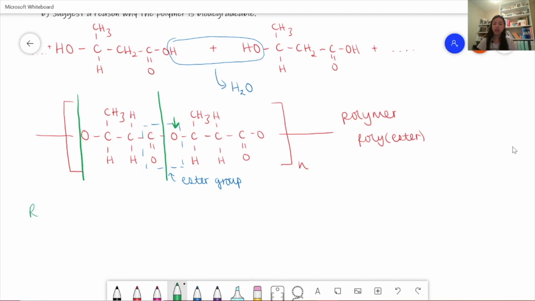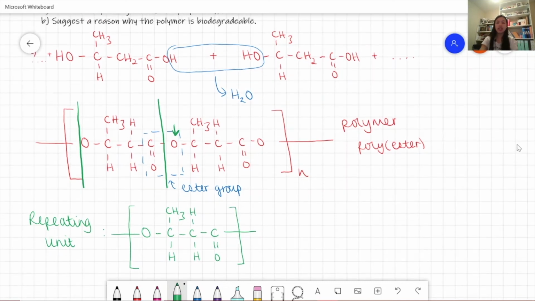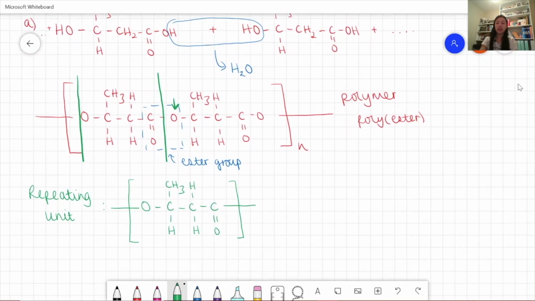So we have the repeating unit, which is oxygen, carbon with a methyl group and then a hydrogen, carbon with the two hydrogens, and then we have this C double bond O, and then we have to draw the trailing bonds again, and so this is our repeating unit. And then for B, suggest a reason why the polymer is biodegradable.